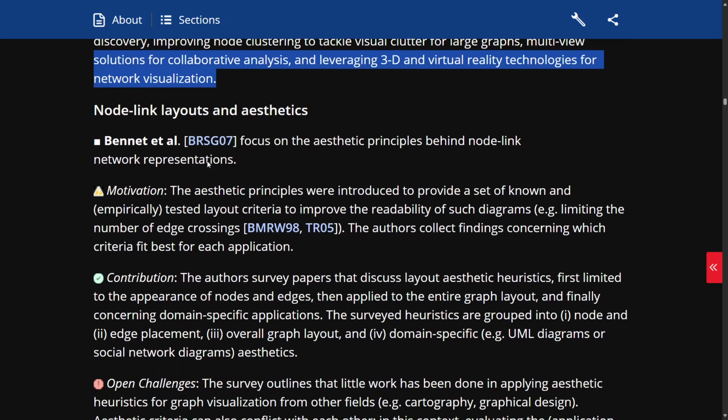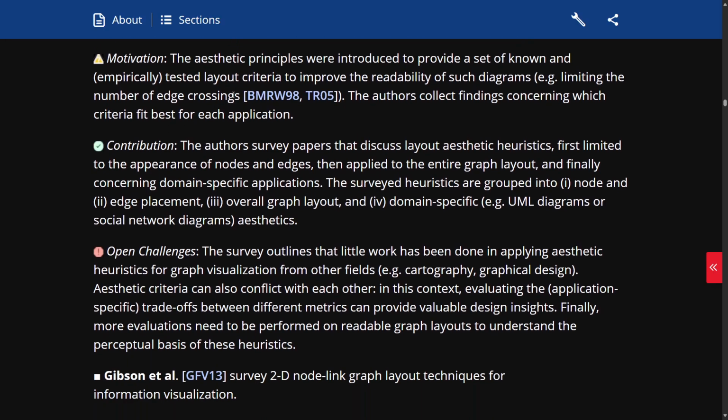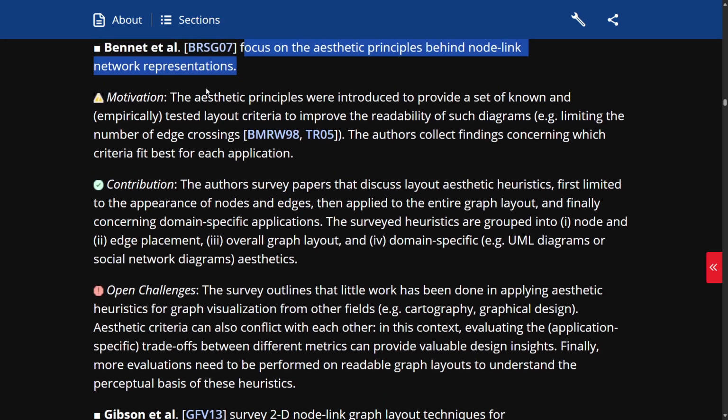Node link layouts and aesthetics. Bennett et al., BRSG07, focus on the aesthetic principles behind node-linked network representations. Motivation. The aesthetic principles were introduced to provide a set of known and, empirically, tested layout criteria to improve the readability of such diagrams, for example, limiting the number of edge crossings, BMRW98, TR05.